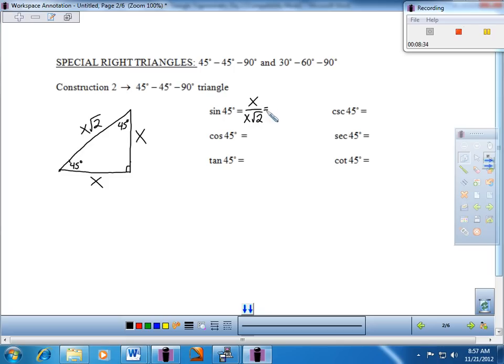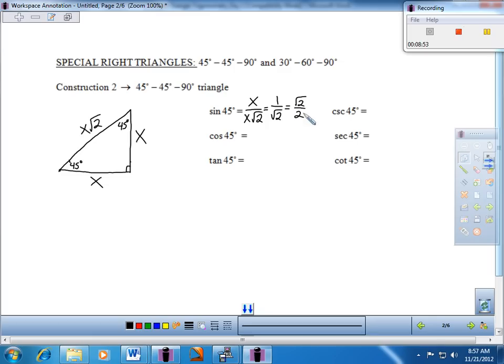Now here's the beautiful thing about this, everyone. It doesn't matter what the lengths of your sides were. That's the relationship. And so what would happen to the x's? They should cancel. So those get slashed, and you end up getting 1 over square root of 2, which would be square root of 2 over 2.